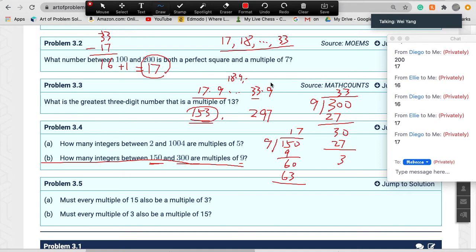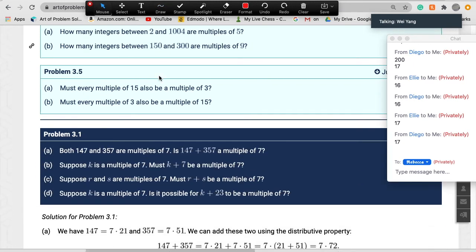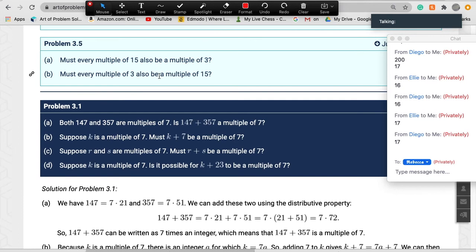Okay, say from this problem, you need to do this way. You got the correct answer, that's 17. Okay, now let's go to the next one, 3.5 A. Must every multiple of 15 also be a multiple of 3?